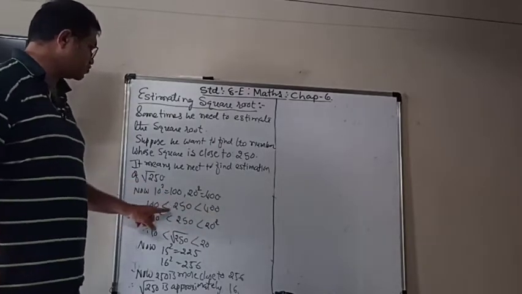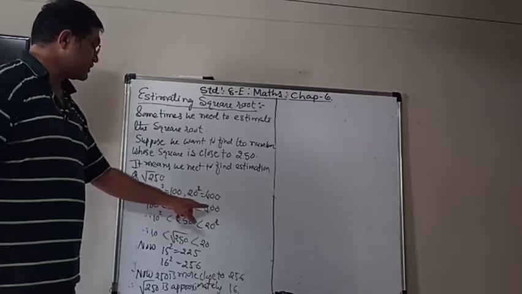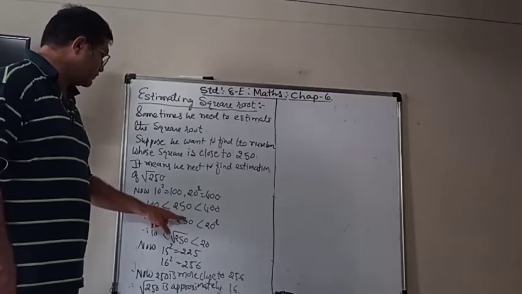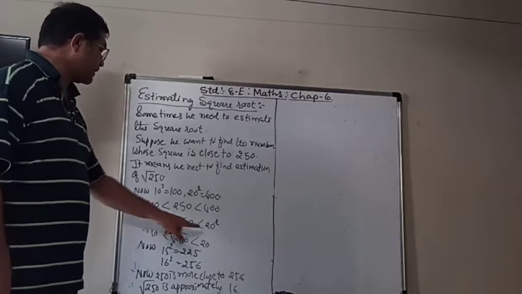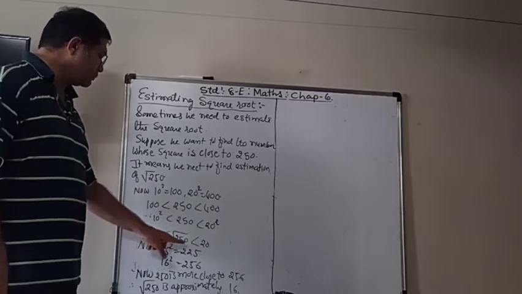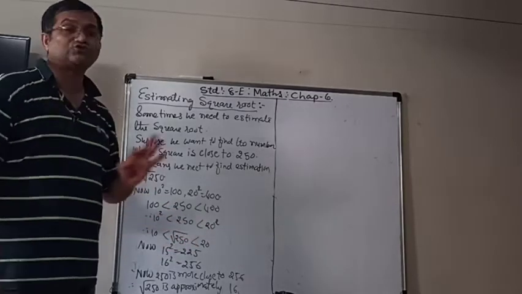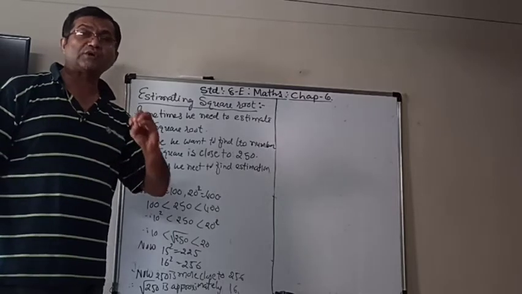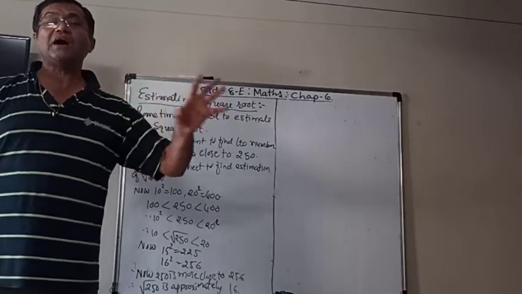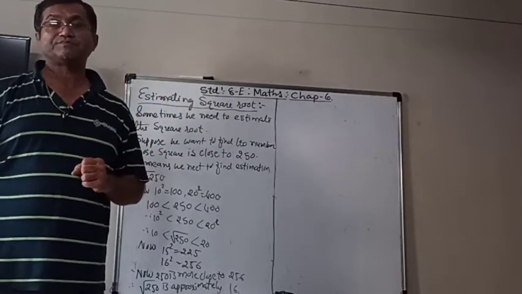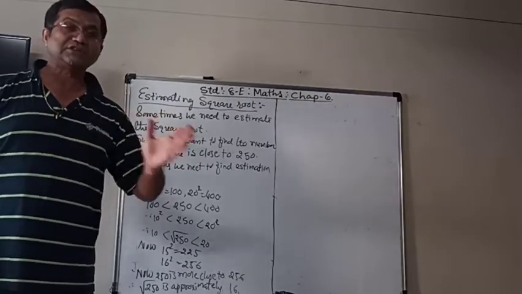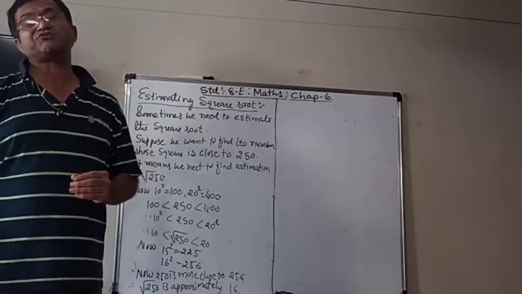Meaning 100 is less than 250 and 250 is less than 400. So now it means that 250 is between 10 square and 20 square. It means the square root of 250 is between 10 and 20. Now that is still a big gap, 10 and 20. So now what is in the middle? 15. Between 10 and 20, in the middle there is 15.